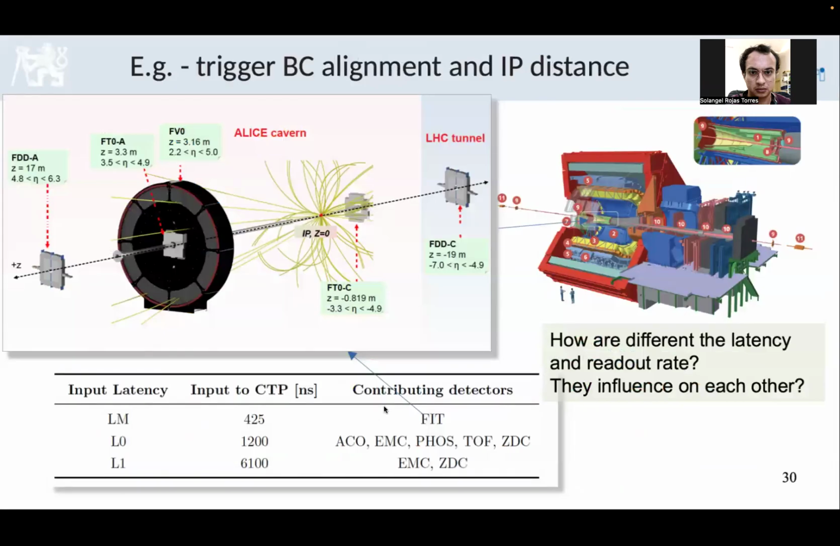And here is, for example, the table of how the FIT works. So FIT has a latency. This is LM, latency minus, because it's even shorter than in previous runs. So it's 425 nanoseconds, the latency of the signal arrival to the central trigger processor. And we have other detectors that are slower for the level 0 trigger, and we have level 1. We will speak about what L0 and L1 mean later on.